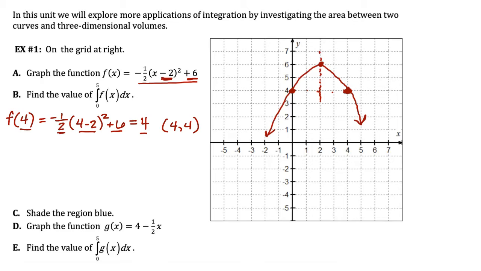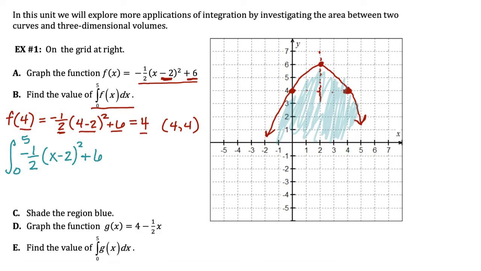And notice that it wants us to find this value for part B. We want to integrate that, which means this is wanting us to find all of this region down below here. If you integrate, you're finding all of this bounded area. So to find that area, we need to integrate from 0 to 5, and you're welcome to use your calculator here. The integral of negative 1/2 (x minus 2) all squared plus 6 dx.